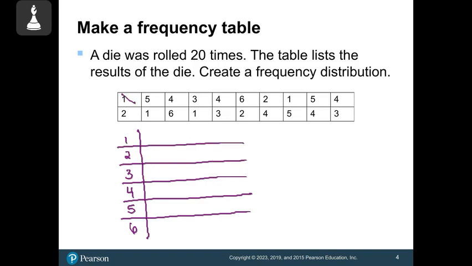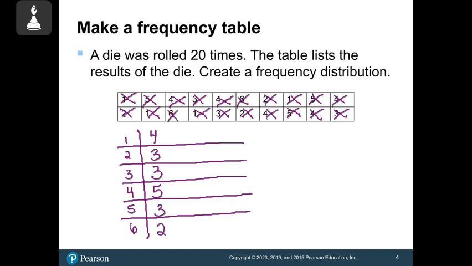So 1 happened 1, 2, 3, 4 times. 2 happened 1, 2, 3 times. 3 happens 1, 2, 3 times. 4 happens 1, 2, 3, 4, 5 times. 5 is 1, 2, 3 times. And 6 happened twice. So this tells me the category, or what the outcome was on the die. And then this one over here is the frequency.